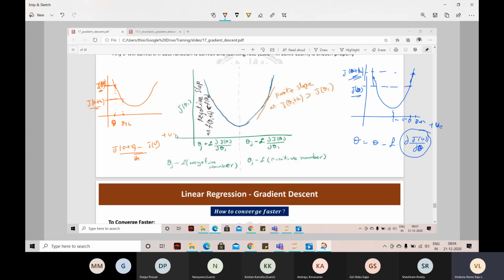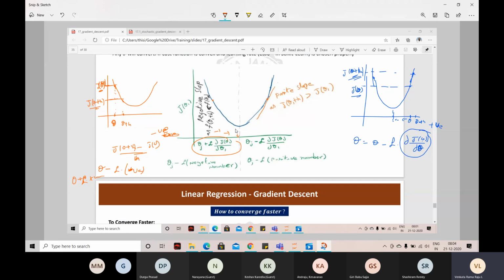When it is negative, what happens to the formula? Theta is theta minus alpha into a negative number. It's going to be theta plus alpha into that slope. So that's how it is, and then it is going to move towards the global minimum. Either way, it is going to move towards the global minimum. The gradient descent formula works whether the random theta is chosen on the left side or right side.